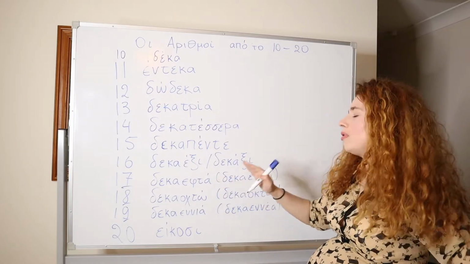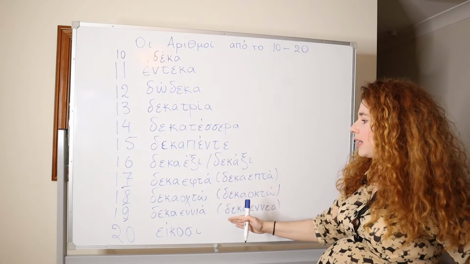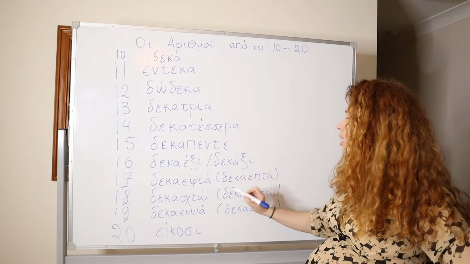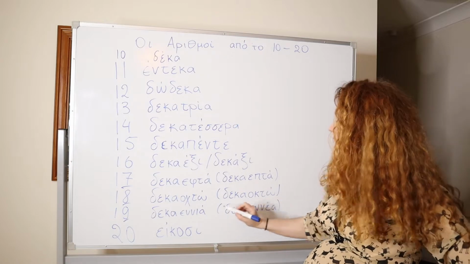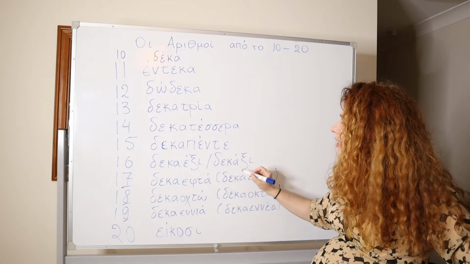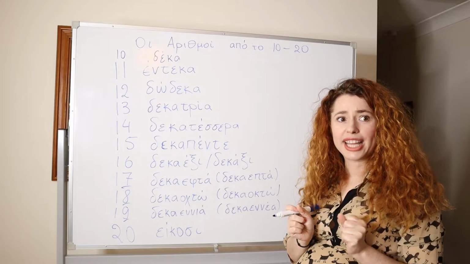We have two versions of 17, 18 and 19 because we have 7 and 7, 8 and 8, 9 and 9. And the 16, it's just a shorter version of the 16.